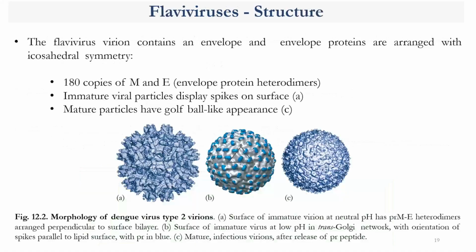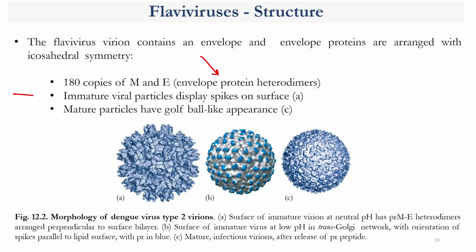So if you look at the structure of the virus itself, it has an envelope, and your envelope proteins are arranged with icosahedral symmetry. You have 180 copies of your M and E proteins. So remember the T number was 3. That means you have 180 copies of your envelope matrix and envelope protein. So you have your envelope protein heterodimers.